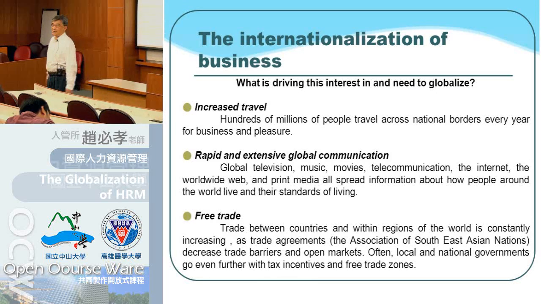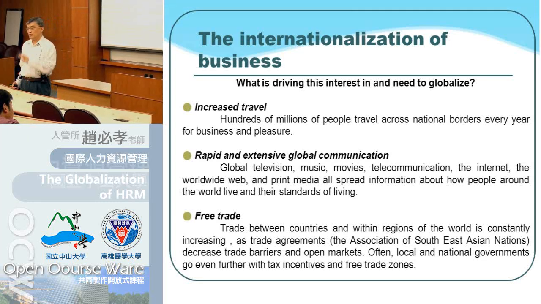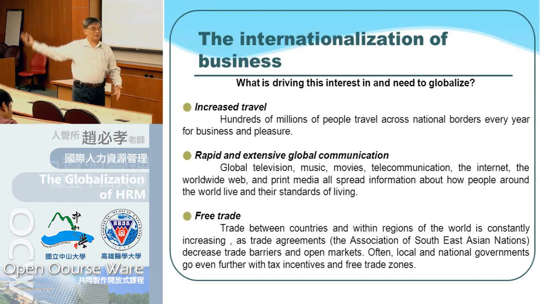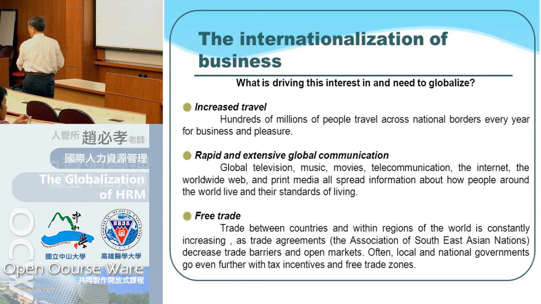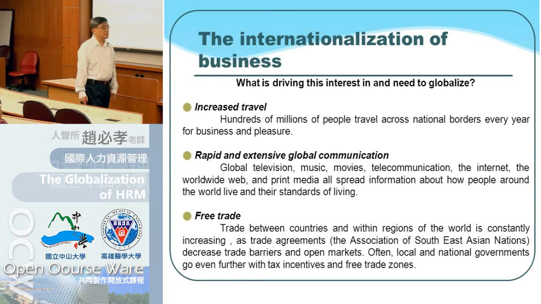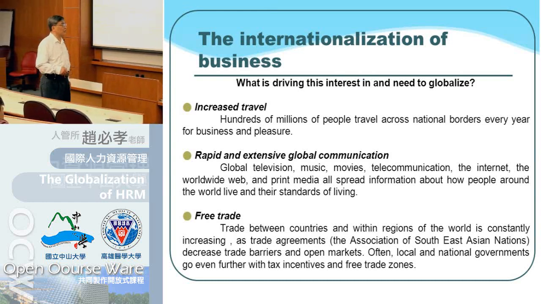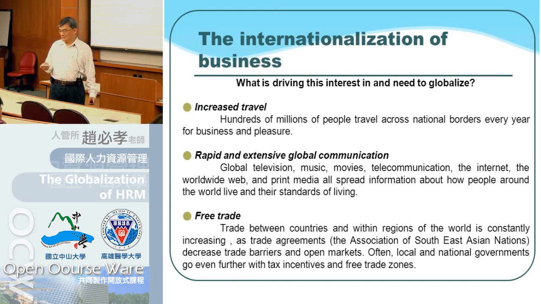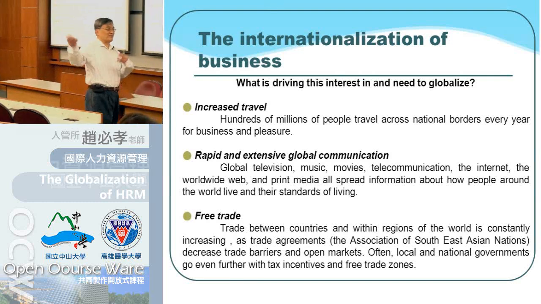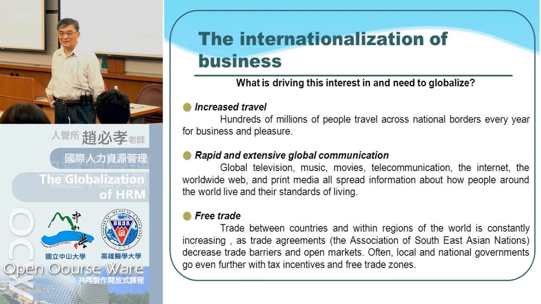Almost 9,000 travel from China every day, to Kaohsiung, Taichung, Taipei. This is the kind of route. So every year, more than 2 million travel from China to Taiwan. Okay, increased travel. And rapid and extensive global communication, because of global television, music, movies, the internet, the World Wide Web. Even now it's very easy to get real information quickly, what happened in the USA quickly comes to you.